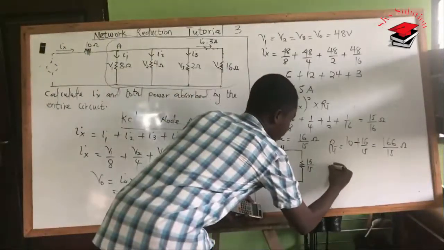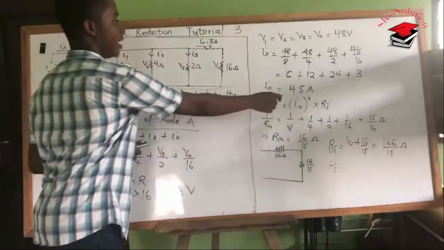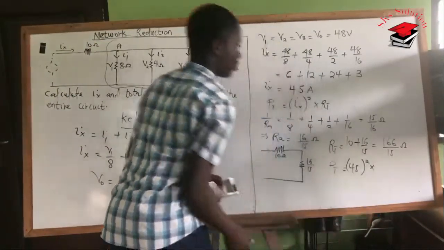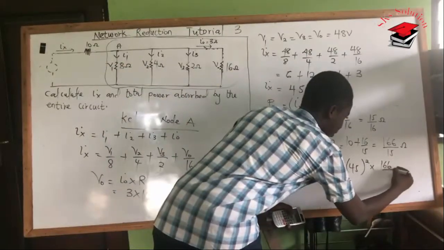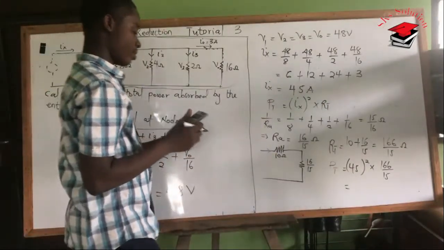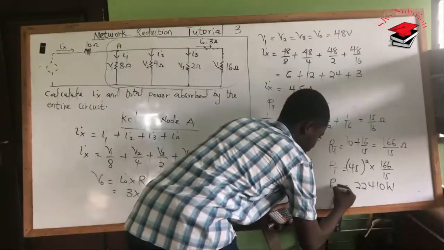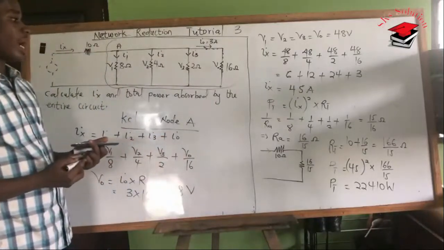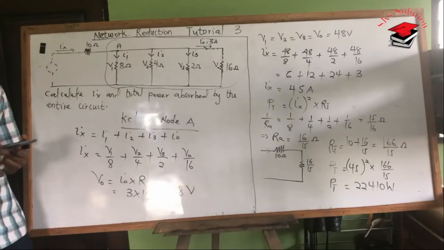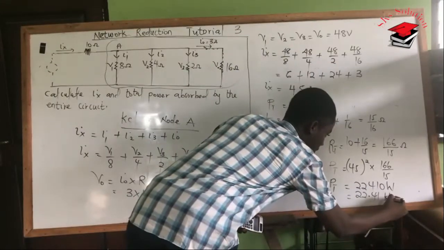So the total power PT is equal to Ix squared, which is 45 squared, times what? The total resistance, 166 on 15, and that is giving us 22,410 watts. Good. So the total power absorbed by the entire circuit is what? 22,410 watts, which is the same as 22.41 kilowatts.